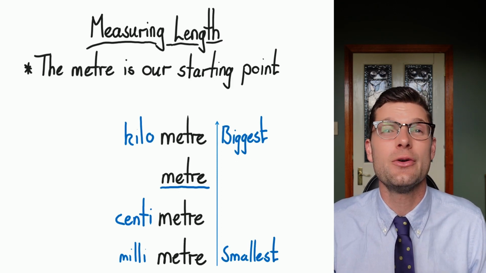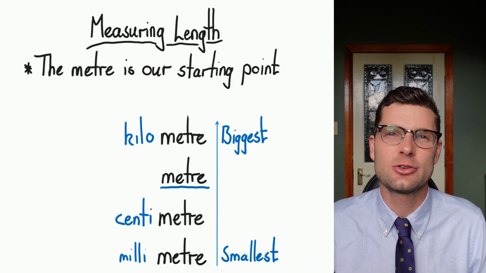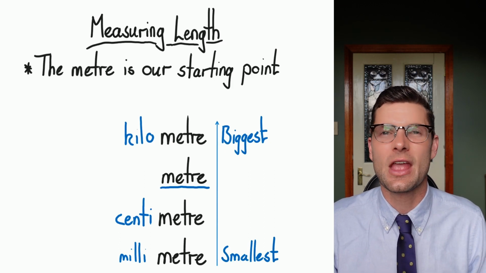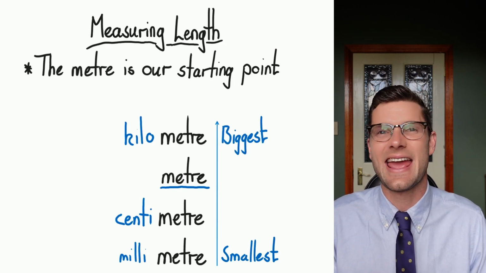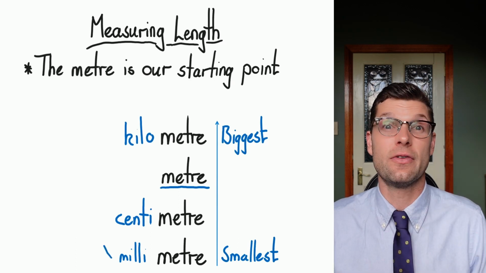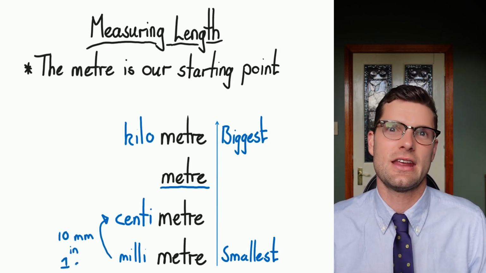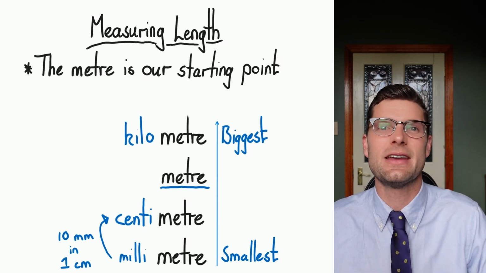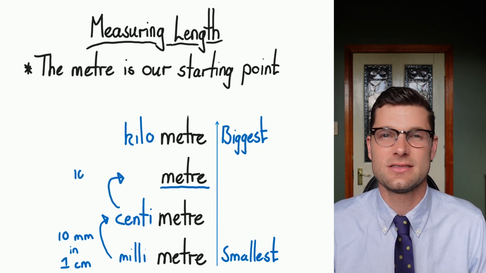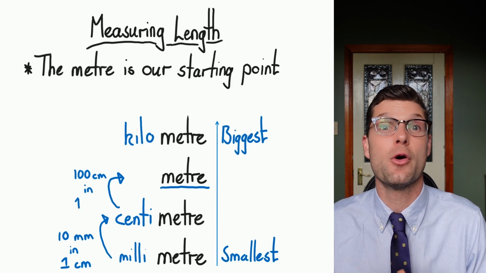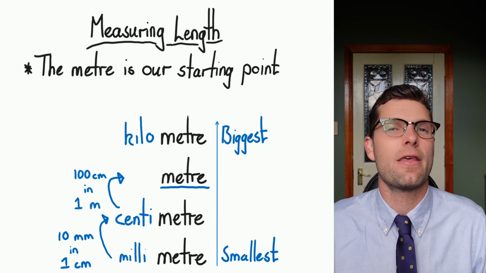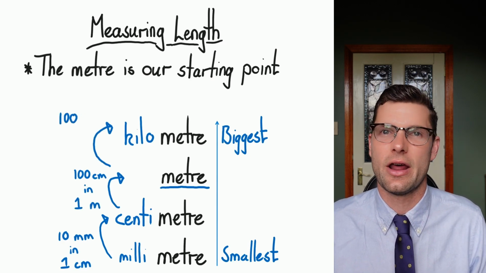What we do need to know is that the way that we convert in between these units is incredibly easy. We are just looking at three numbers, 10, 100, and 1,000. So moving from millimetres up into centimetres, there are 10 millimetres for 1 centimetre. Then when I move from centimetres up to metres, there are 100 centimetres in 1 metre. And finally, if I want to move from metres up to kilometres, there are 1,000 metres in 1 kilometre.